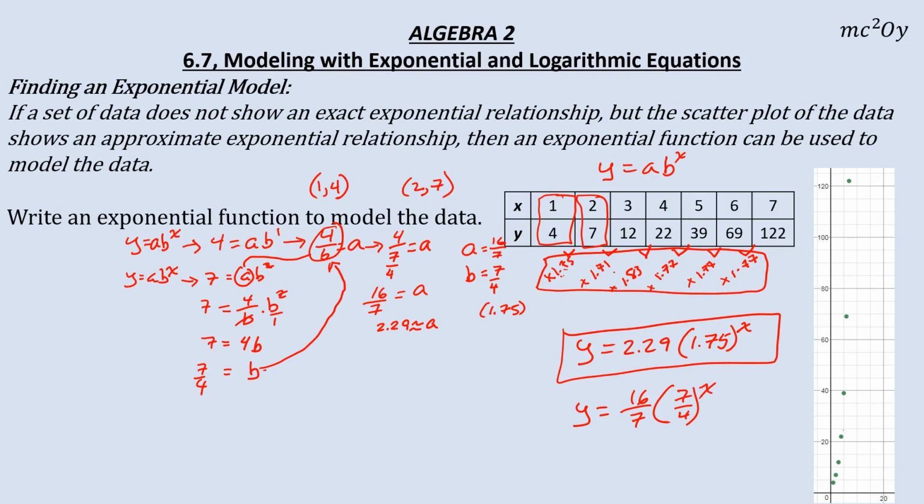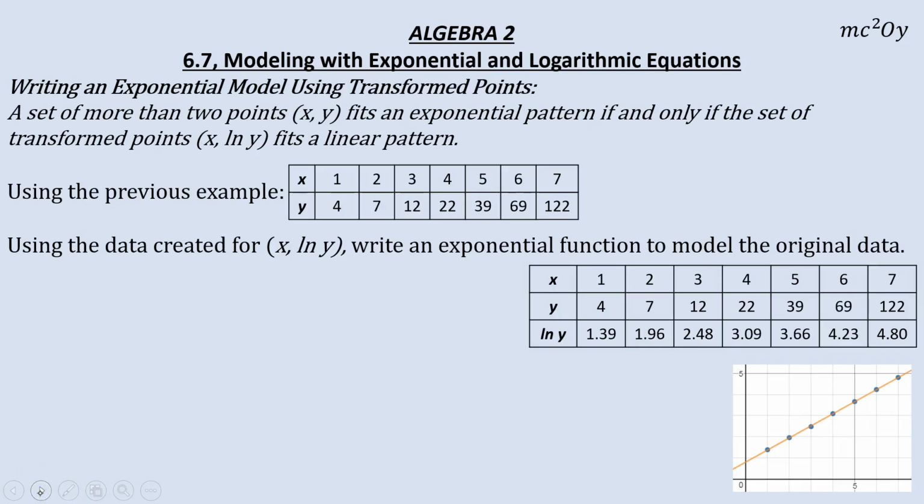But notice your B term's off. Right? It's off because we know that B is probably going to be higher than 1.75, because all these other values, with the exception of 1, were higher than 1.75. So what we could do is this. It's called using transform points.